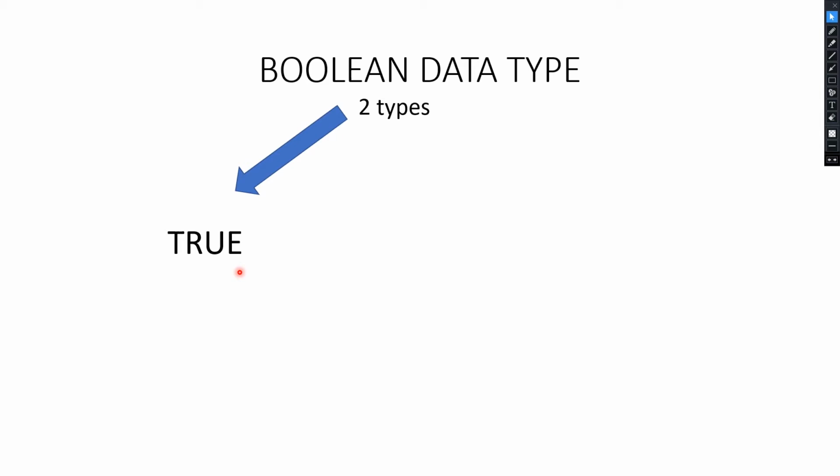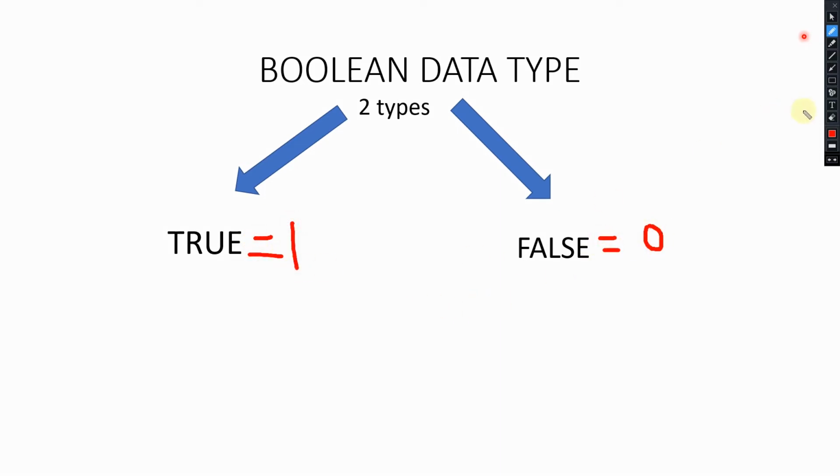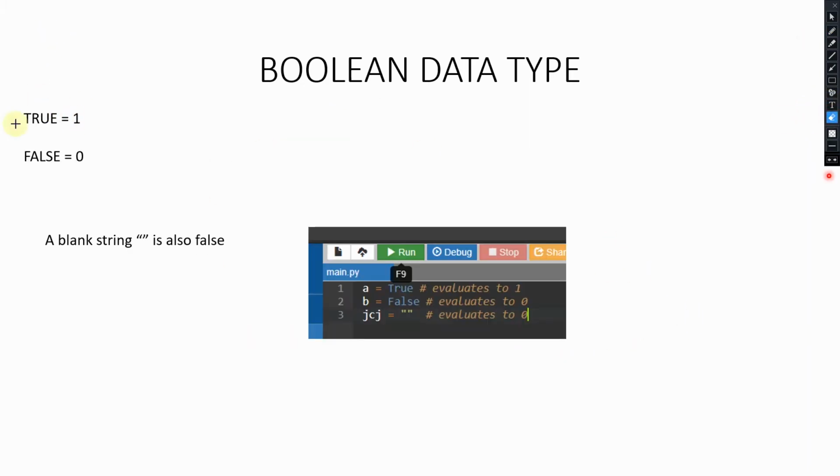The Boolean data type has two divisions. One is called true and another is called false. True means its value is equal to 1, and false means its value is equal to 0. Here you see that true's value is 1 and false's value is 0. Just remember that true means 1, false is 0, even a blank string.